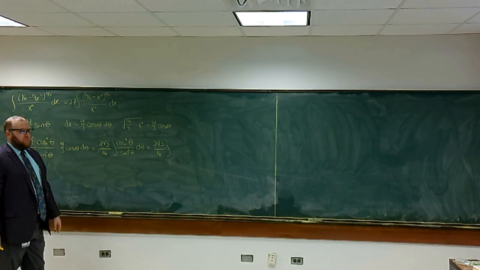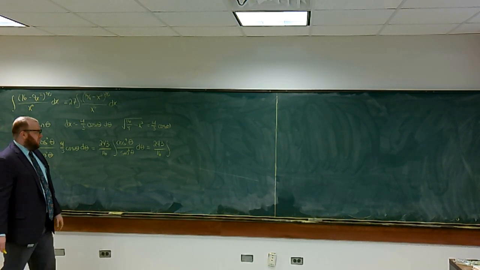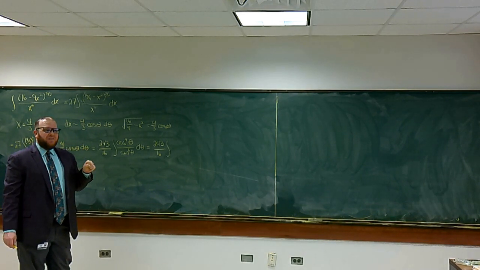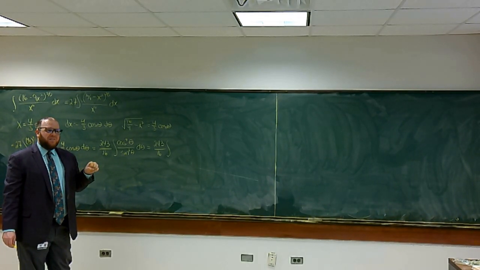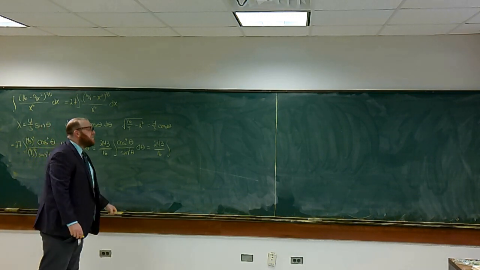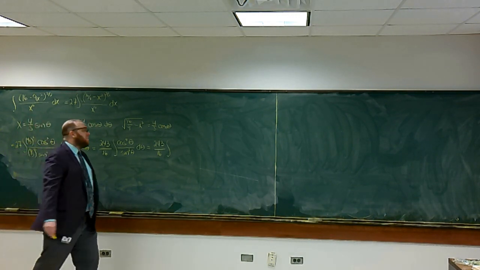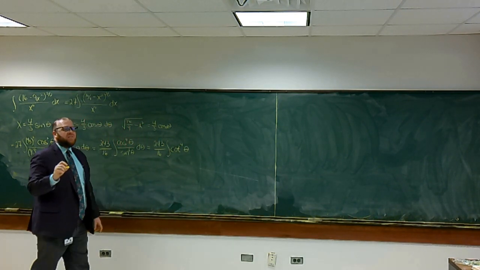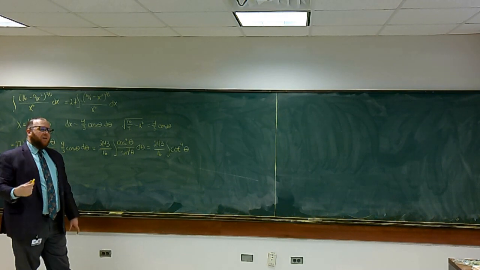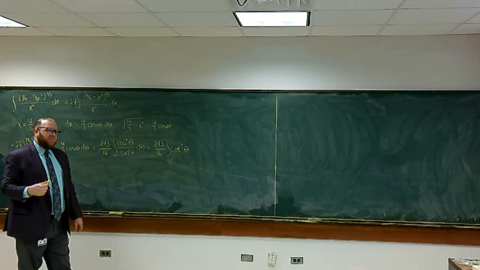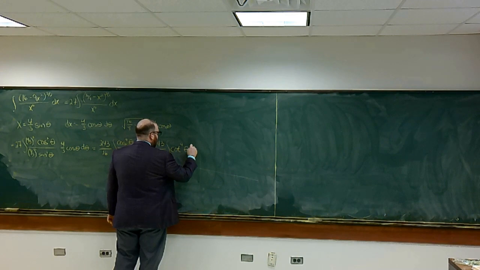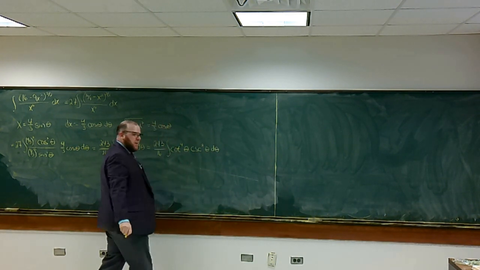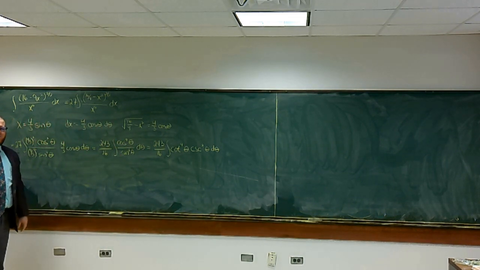Cotangent, cosine over sine, right? But is it just one? Well, if it's cosine to the fourth over sine to the fourth, it'll be cotangent to the fourth. But then not sine squared, 1 over sine squared, which is cosecant squared. That's one way to do it, and that's how I'm going to do it.